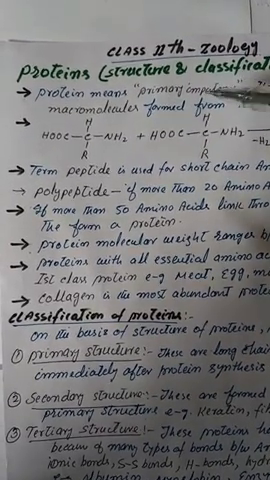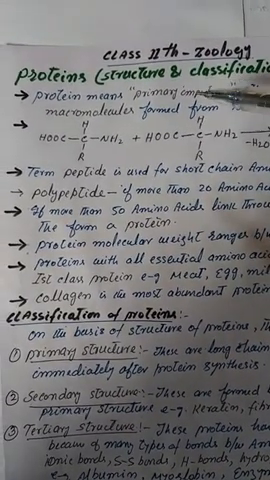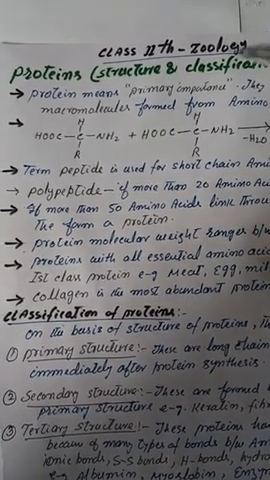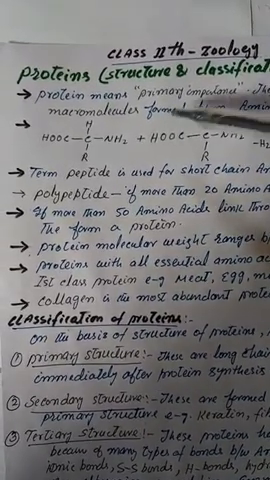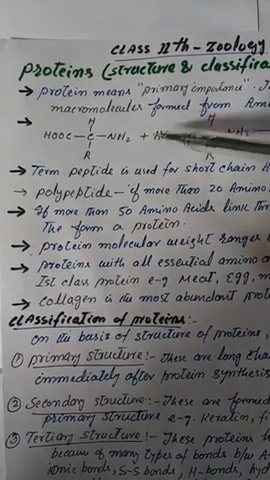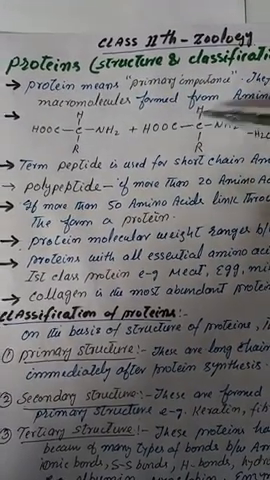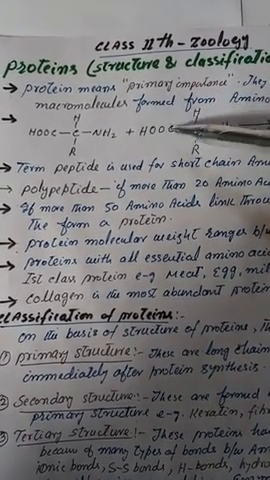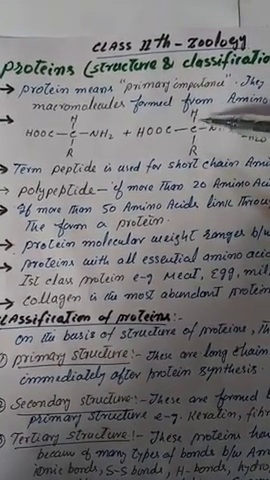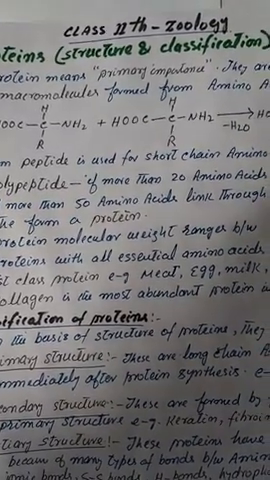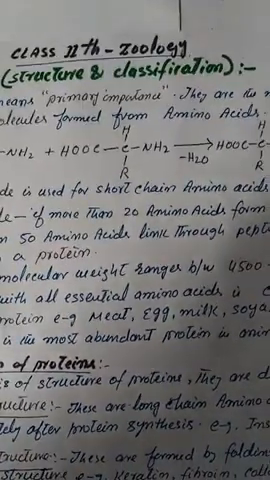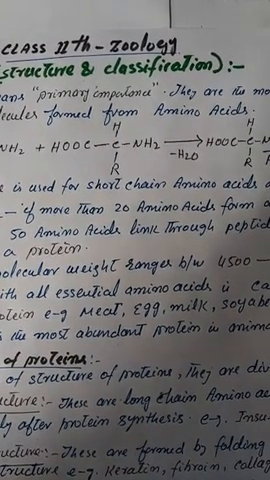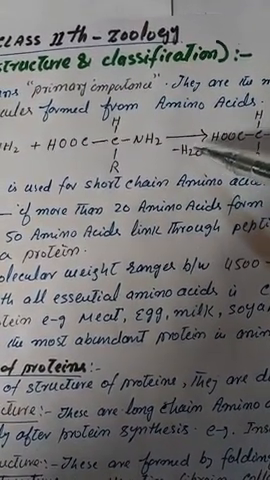The amino acids link up through peptide bonds formed in such a way that one amino acid, that is the NH2 group, contributes hydrogen, and the other amino acid, that is the carboxyl group of another amino acid, contributes hydroxyl group, thus forming a chain of amino acids by condensation, that is by losing one molecule of water.